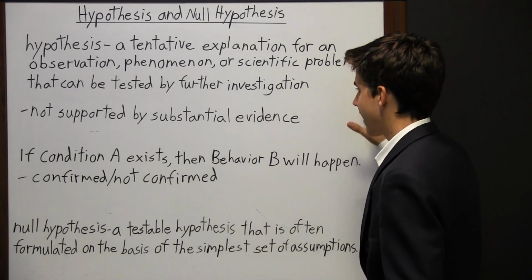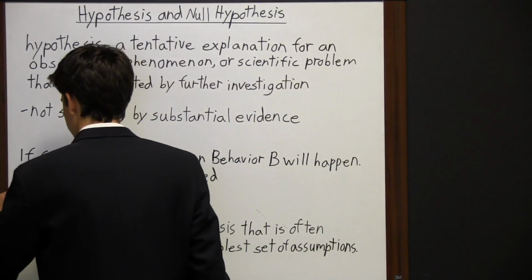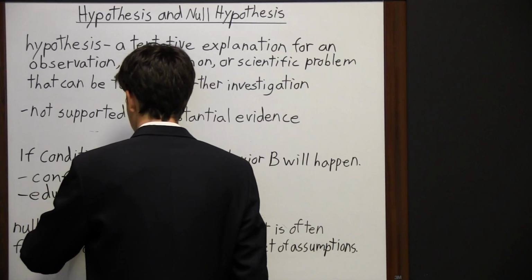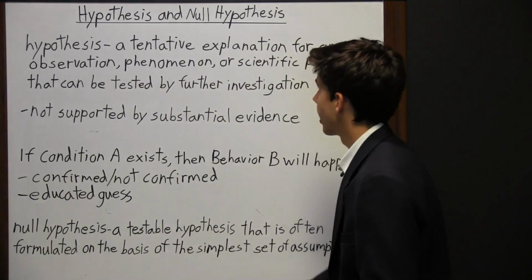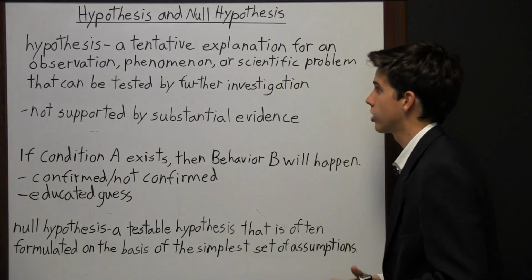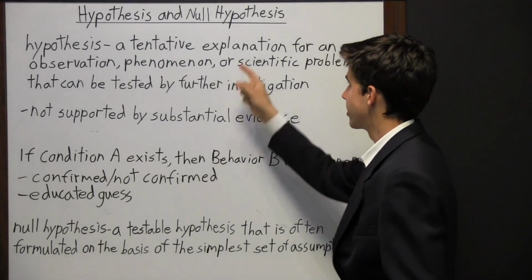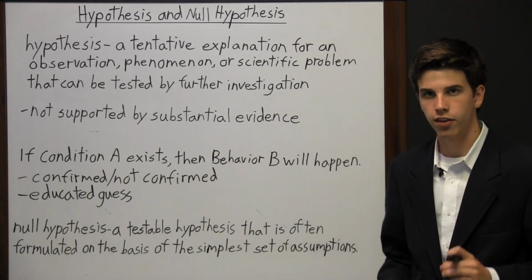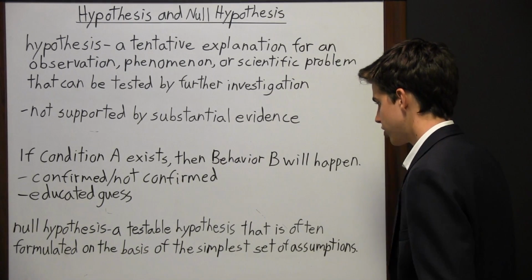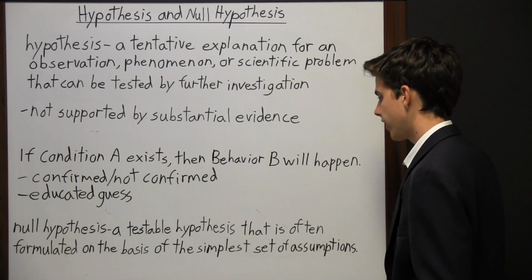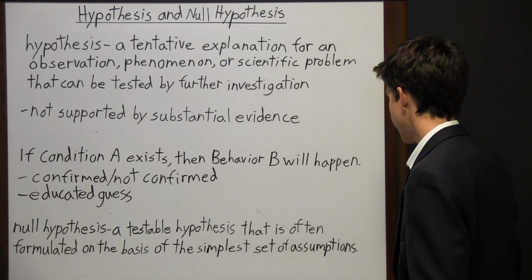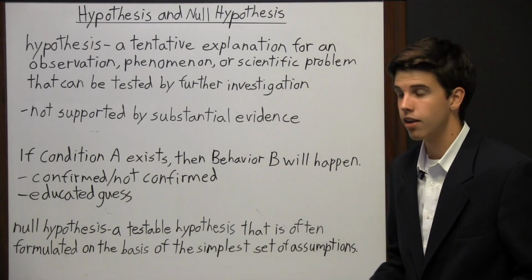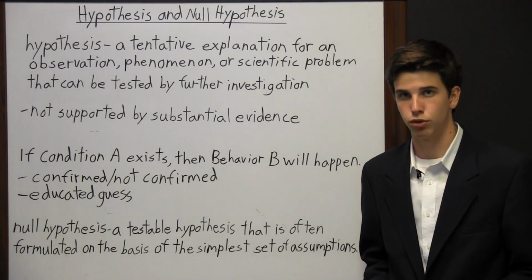And so what you may be gathering from this is that a hypothesis is basically an educated guess. You have an observation, a phenomenon, or a scientific problem that you're trying to explain. So based on what you know, you form a tentative explanation that can then later be tested by further investigation. Now there is something called a null hypothesis, which is a testable hypothesis that is often formulated on the basis of the simplest set of assumptions. So it's based upon something that is very simple, that can, again, be tested to be proven or disproven.